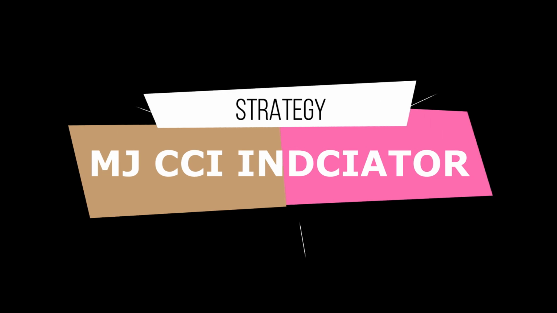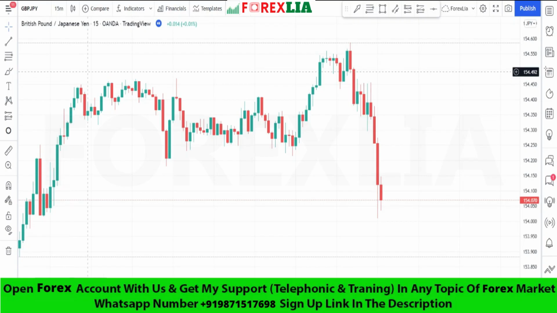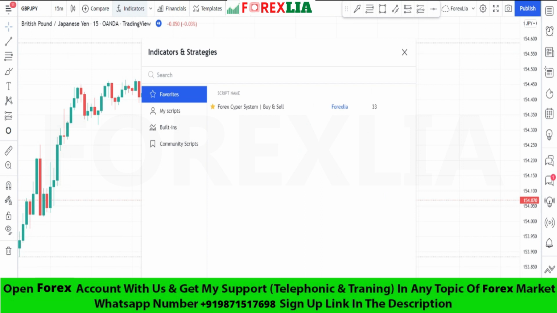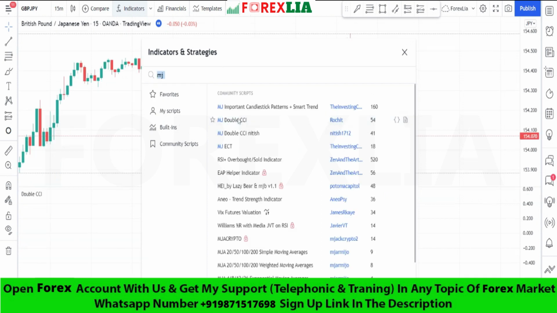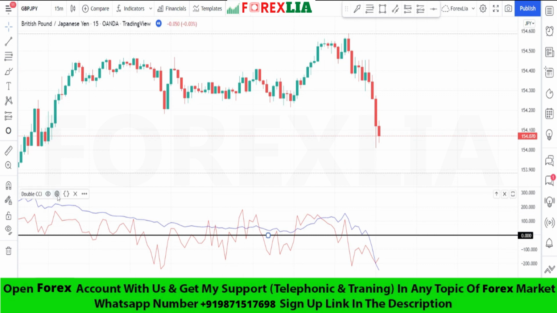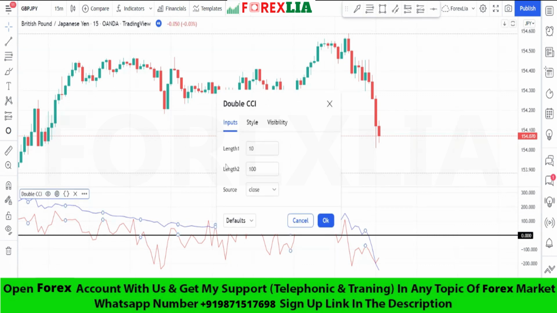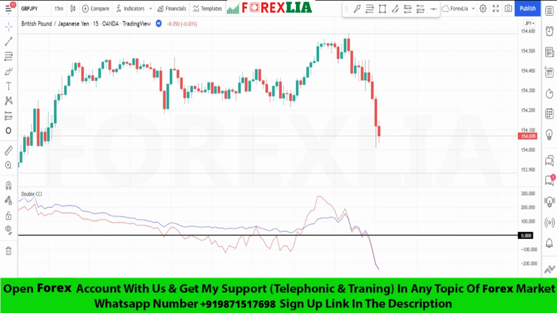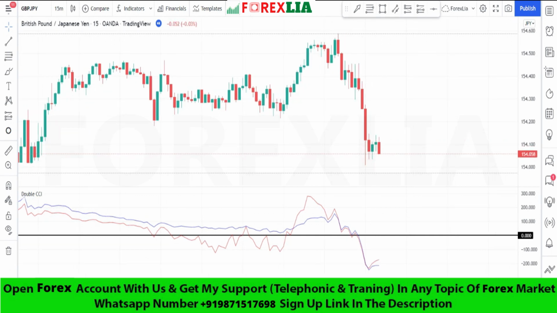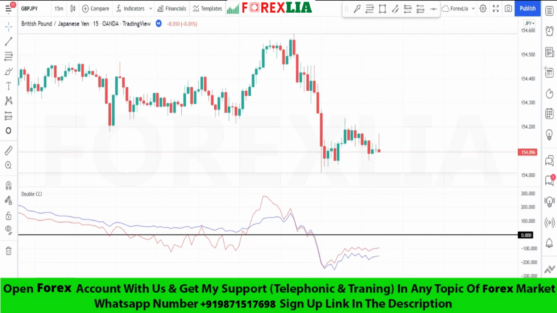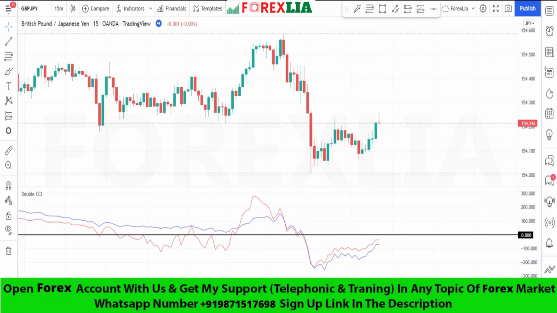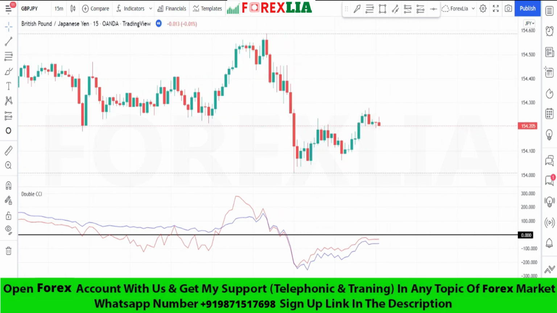Second strategy. This strategy we need MJCCI indicator with change some settings. If both MJCCI indicator MA break zero level line upward, then we take a buy trade.